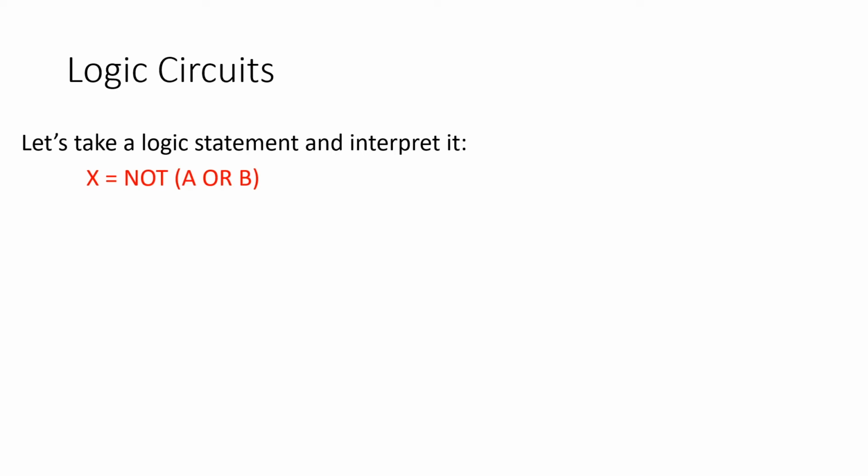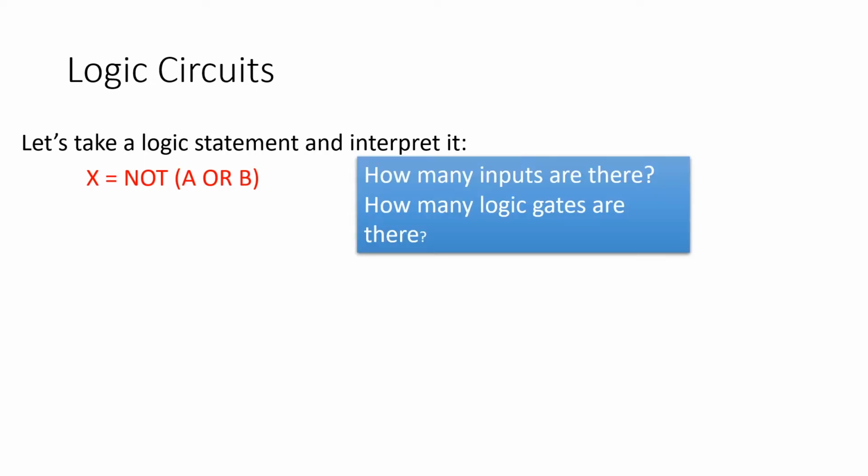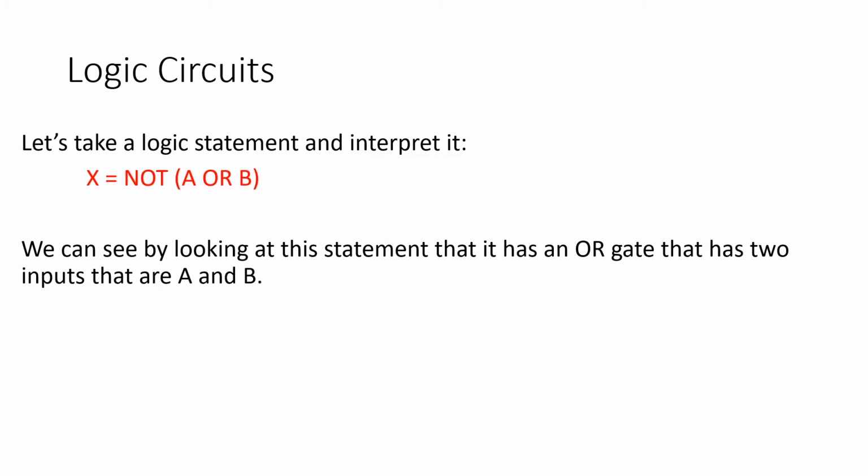We know about logic statements, so here's one a little bit more complex than you're probably used to. Let's ask you a question. How many inputs do you think there are? And how many logic gates are there? We know there's a single output X. But how many logic gates are there? Hopefully you can see there's 1, 2, and there's two inputs, A and B.